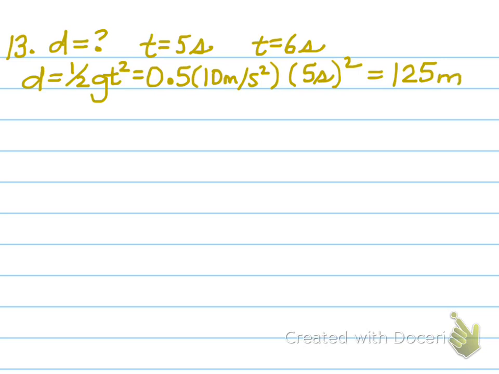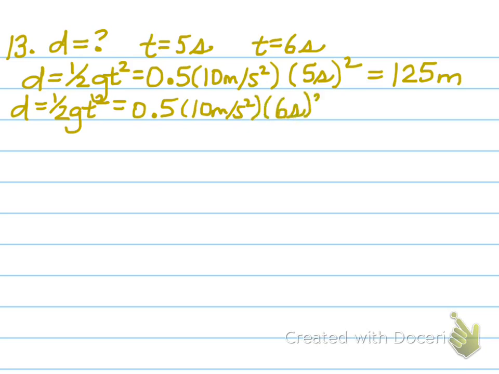125 meters. We do the same thing for the other time, so here's my equation, 0.5, 10 meters per second squared, and it's 6 seconds squared. So 0.5 times 10 times 6 squared, okay, gives us 180 meters. Number 14.